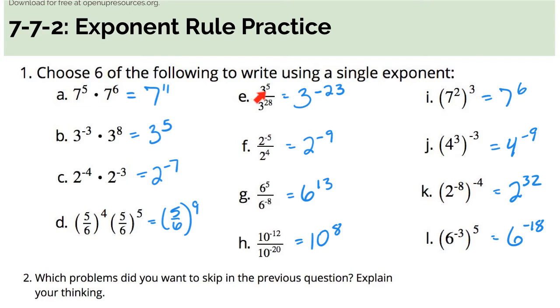I'm subtracting exponents when we divide. So 5 minus 28 would be negative 23. Negative 5 minus 4 is negative 9. 5 minus a negative 8. Remember, if you are subtracting a negative, that's the same thing as adding, and so that would be an exponent of 13. And same thing on h here, negative 12 minus a negative 20. That'd be the same thing as negative 12 plus 20, which would be an exponent of positive 8.